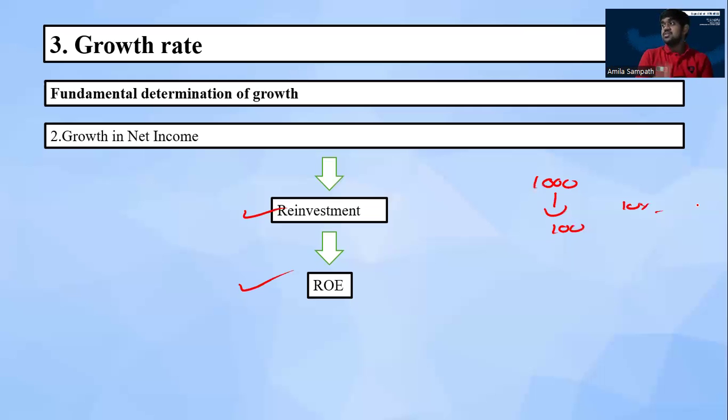The reinvestment ratio directly impacts our net income, because our earning capacity and capability are directly affected by reinvestment. Investment in capacity and investment in working capital directly impact our earning capacity. If our earning capacity increases, then definitely we can increase our net income. Therefore, the reinvestment ratio, if we multiply it by ROE, gives us what? Growth in net income.